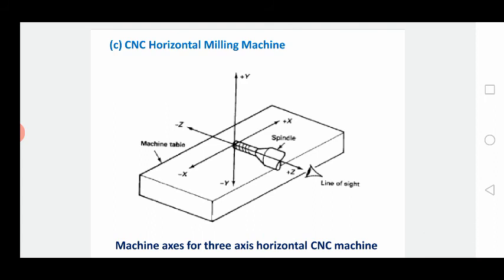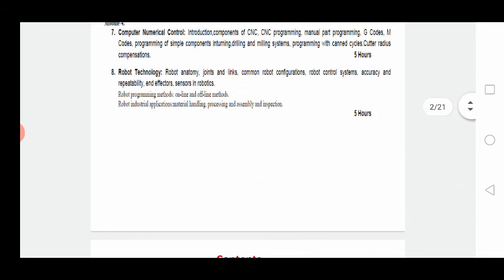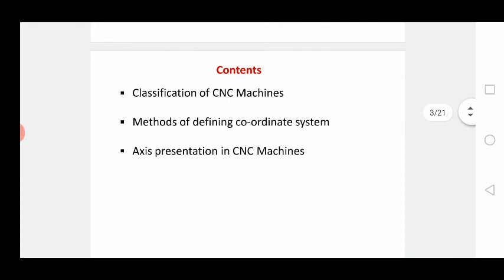Let us recall what we had in the first slide: the classification of CNC machines, methods of defining coordinate systems, and axis presentation in CNC machines. These are all what we discussed today.